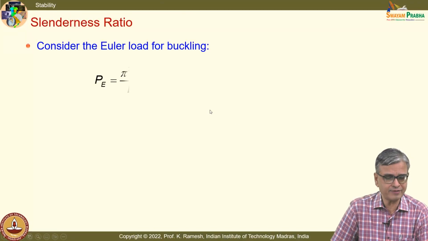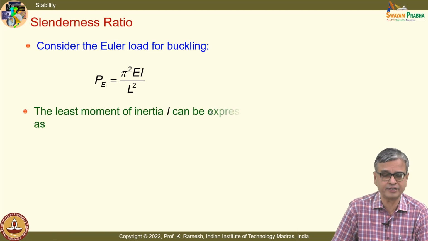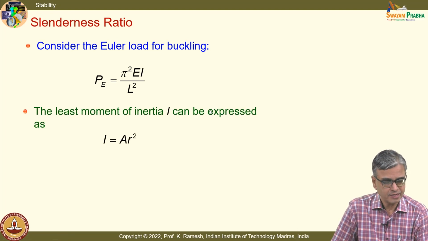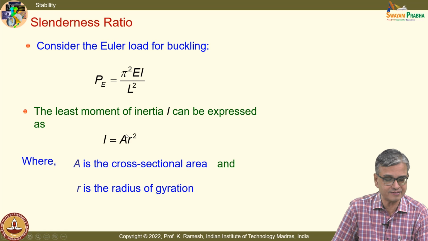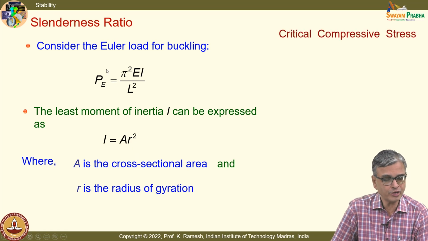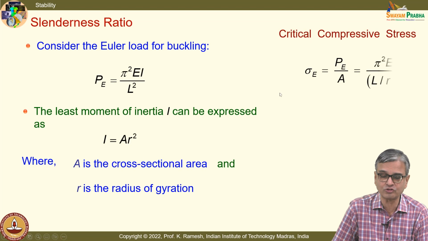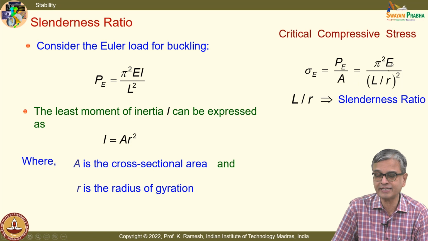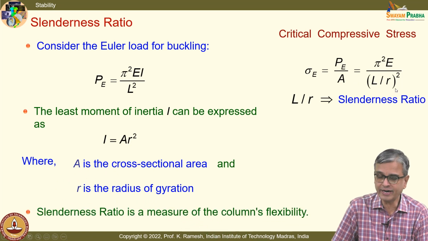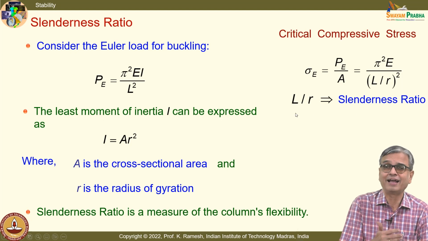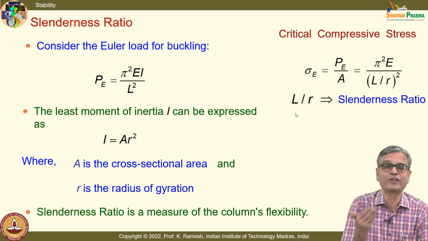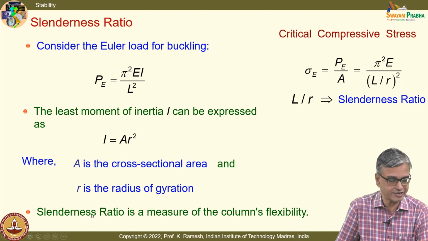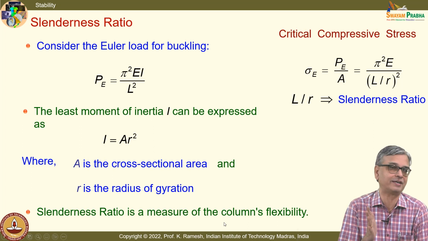And you also have another concept called slenderness ratio in column buckling. What you do is you write the moment of inertia as A r squared, where r is the radius of gyration. So, instead of looking at that as a critical load, I can also get that as critical stress, P by A, which is pi squared E by (L by r) whole squared. So, L by r is the slenderness ratio, and if L is larger and larger, the column is more flexible. So, that is what is said: slenderness ratio is a measure of the column's flexibility.